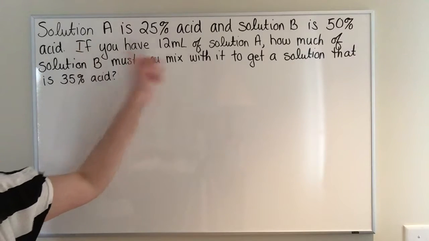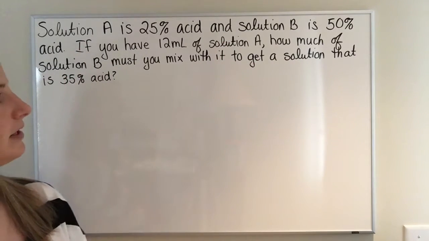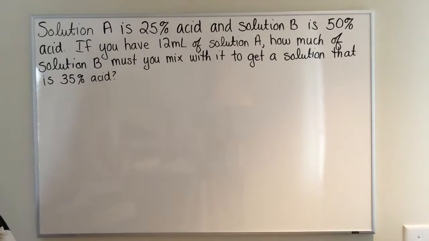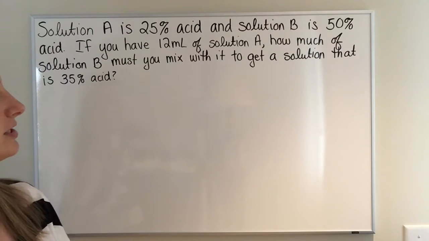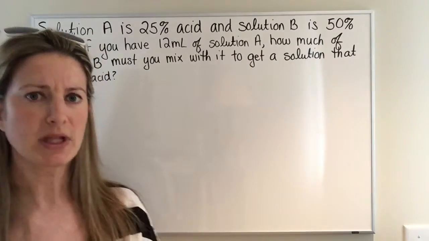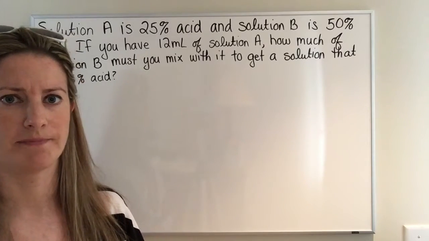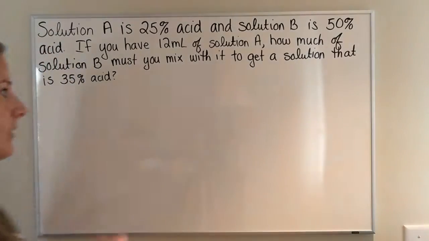So solution A is 25% acid and solution B is 50% acid. If you have 12 milliliters of solution A, how much of solution B must you mix with it in order to get a solution that is 35% acid? So for these types of problems, I think it's important to understand what exactly is going on. So let's draw a picture.